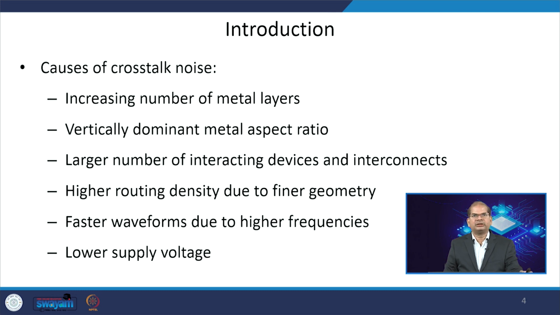So, what are the causes of the crosstalk noise? There are several causes. Some of them are increasing the number of metal lines. With increasing numbers of metal lines, we have lots of signals going in different metals and there is metal to metal capacitance. So, there are two types of crosstalk. One is across the metals and the other between the same metal. So, intermetal or intrametal.